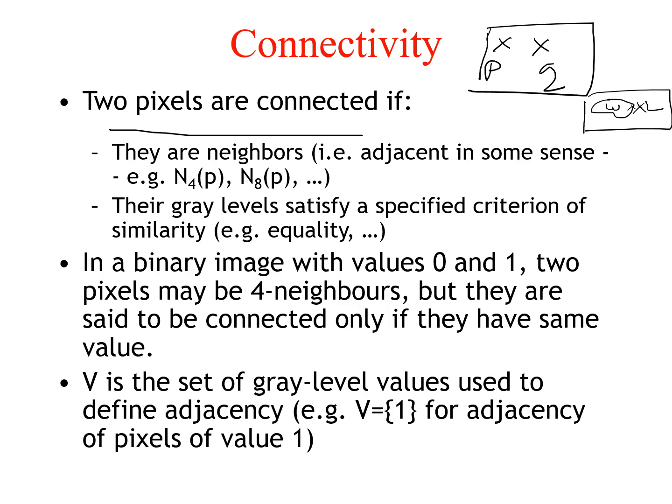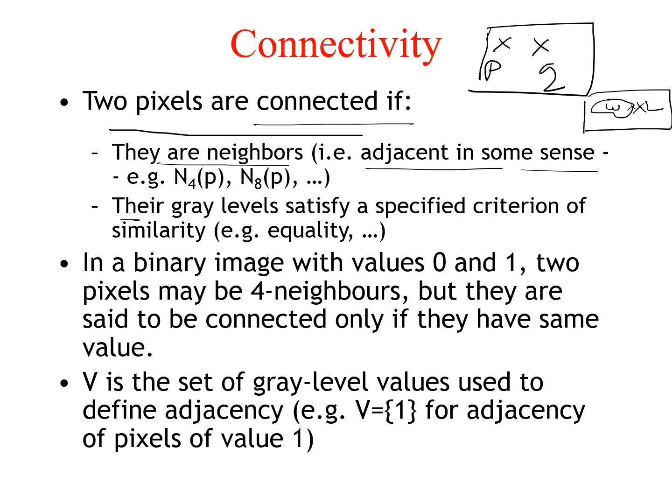So even if physically they are near to each other or adjacent to each other, they may not be connected. Why? Because the properties are totally different. So two pixels are connected if they are neighbors, adjacent in some sense, and some predefined criteria is satisfied.